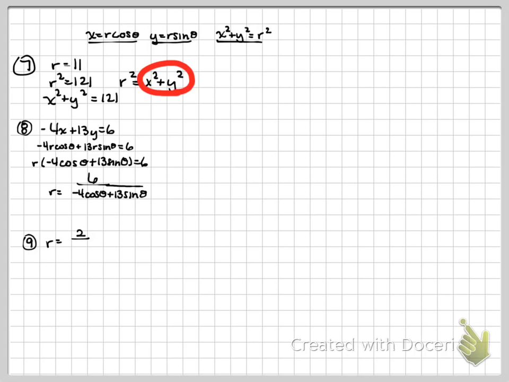Okay, let's look at number 9. r equals 2 over 1 plus sine theta. Well, the first thing I'm going to do is get rid of that fraction. So I'm going to fraction bust it by multiplying both sides by 1 plus sine theta, and that gives me r times 1 plus sine theta equals 2. Distribute, and I get r plus r sine theta equals 2. Now your first instinct might be to change that r sine theta to a y. Just leave it alone right now. What I want to do is get rid of both r's. So one thing I can try is to move the r sine theta to the other side.